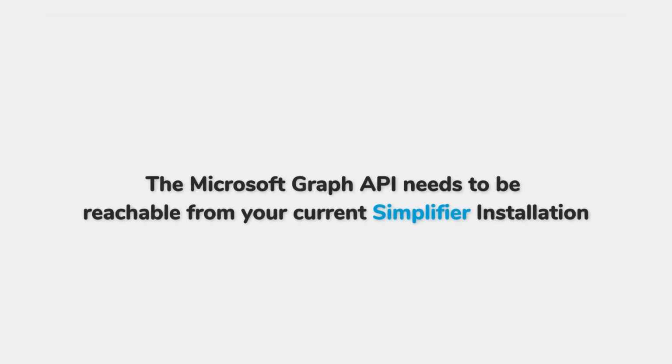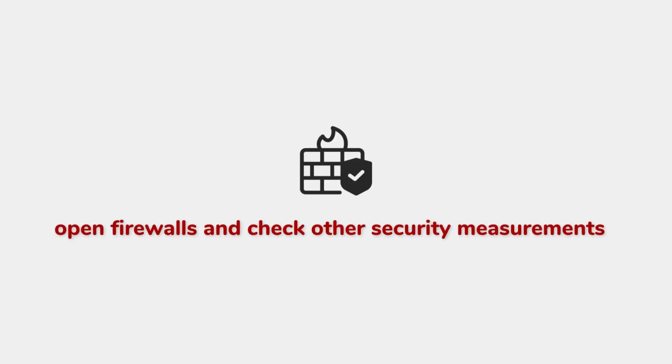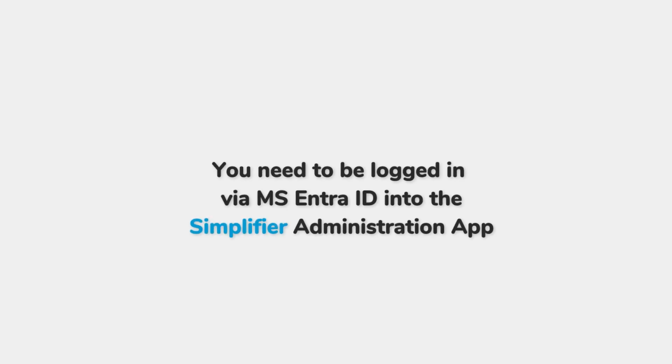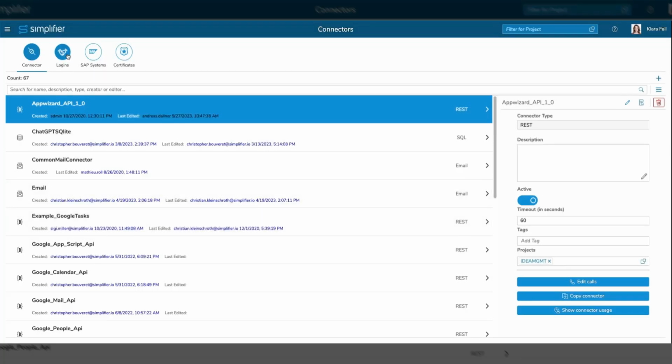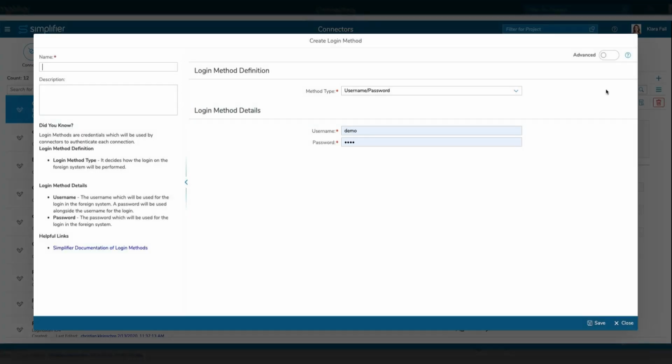Be aware, the Microsoft Graph API needs to be reachable from your current Simplifier installation. So, consider opening firewalls and checking other security measures in your network that might interfere with your access. Before you can test the integration, you need to be logged in via MS Entra ID into the Simplifier administration app.